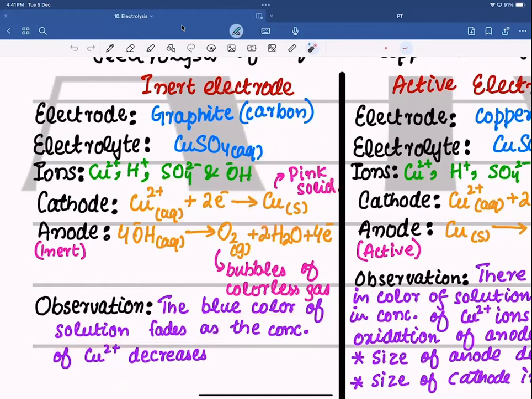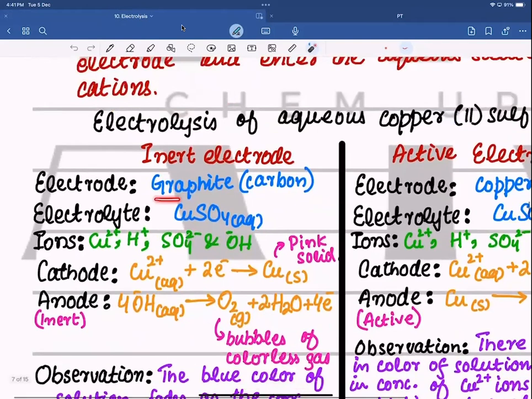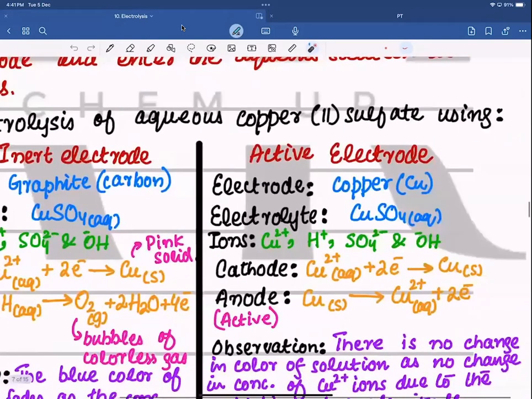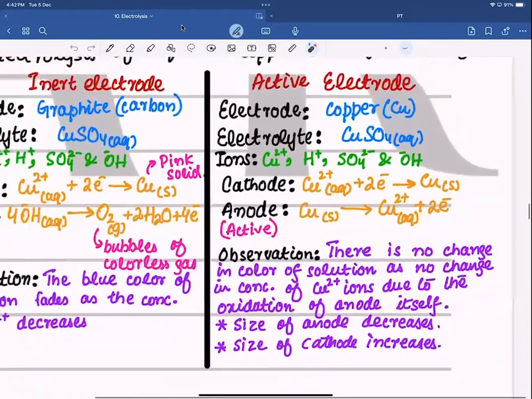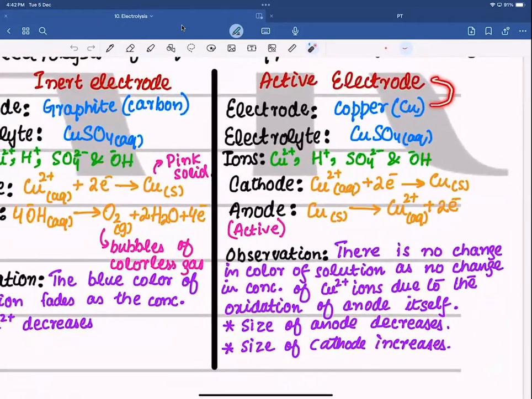Okay, so here which electrodes are used? Graphite, which are inert electrodes, and that's why hydroxide ions from the solution are undergoing oxidation at the anode. Now have a look over here. Here the electrodes are copper, and if the electrodes are of copper, then it is an active electrode.